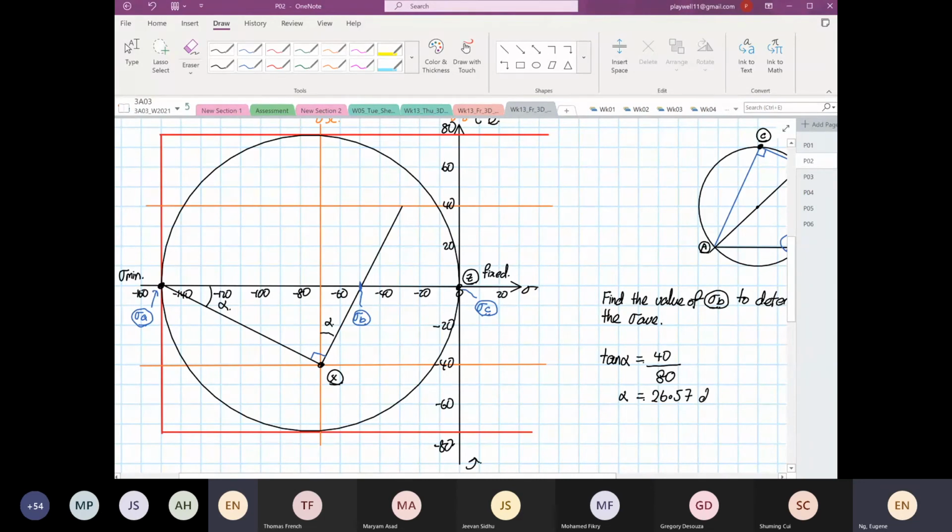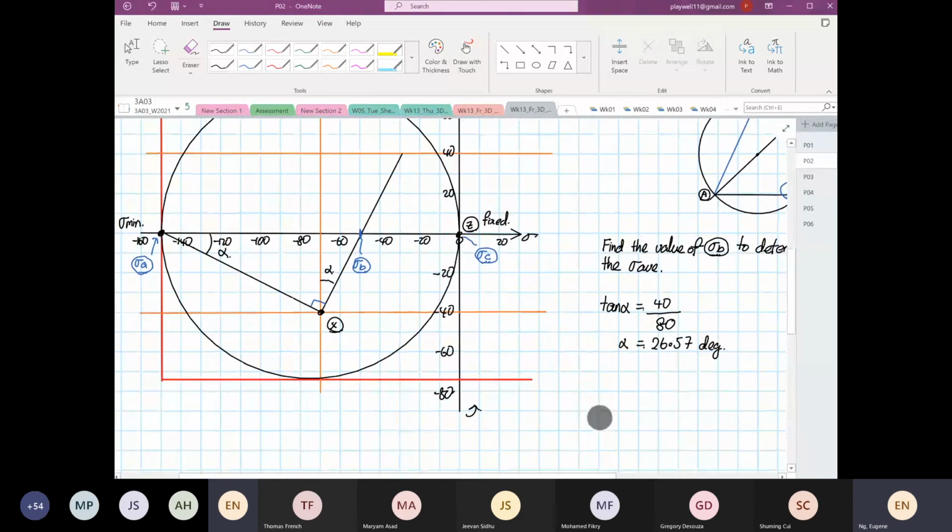Or 57 degrees. Okay, let me do it again. So 40 divided by 80, inverse tangent, okay, 26.56 degrees. So now I want to find stress beta, or stress B. Sorry, I'm finding the position of stress B.